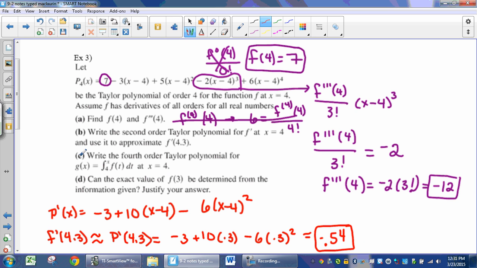Okay. Write the fourth order Taylor polynomial for g of x, which is the integral from 4 to x of f of t dt at 4. Okay. Well, what that means is I am going to basically take the antiderivative of this. I'm just going to do the whole add 1 to the power, divide by the new power thing, and I don't need to worry about a plus c, because I'm going to take the antiderivative and then plug in x and 4.